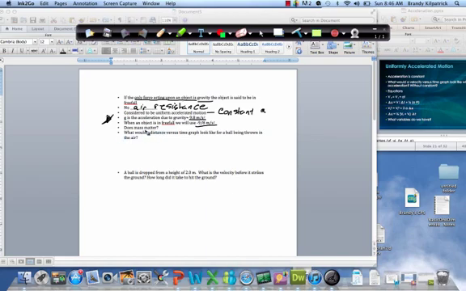Now, does mass matter when we're talking about speed and acceleration? No. It will matter for force, but not for speed and acceleration.